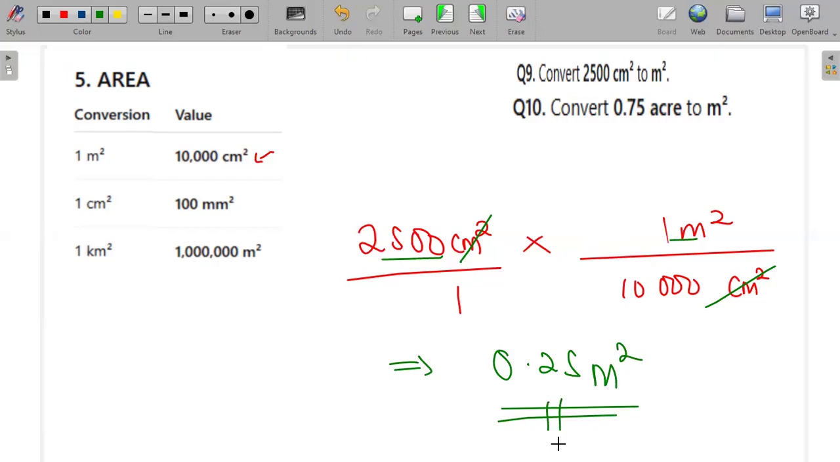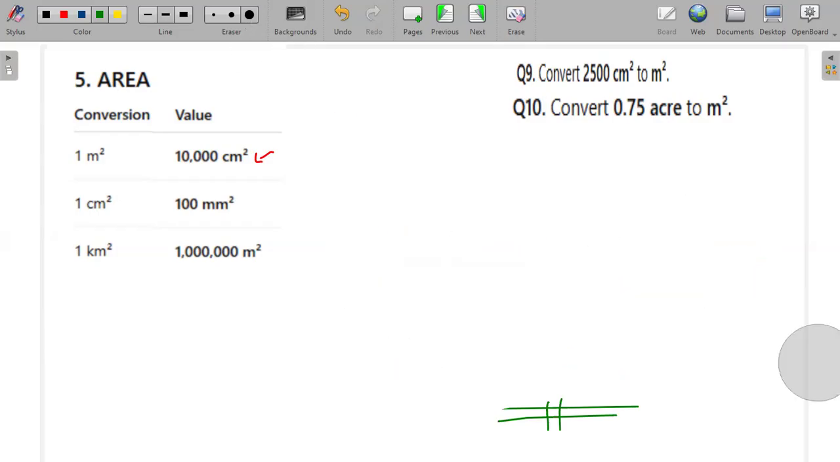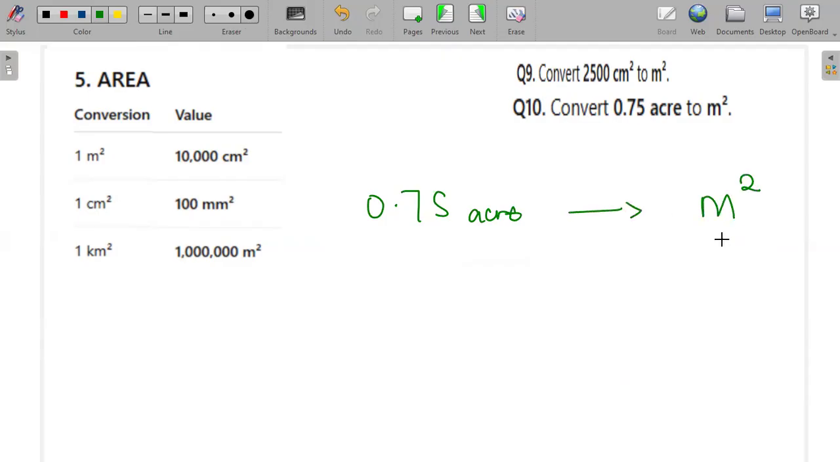So any questions there before we solve question 10? Okay, if there are no questions, let's try to solve question 10. So question 10, they're saying convert 0.75 acre. We're converting this to meter squared.